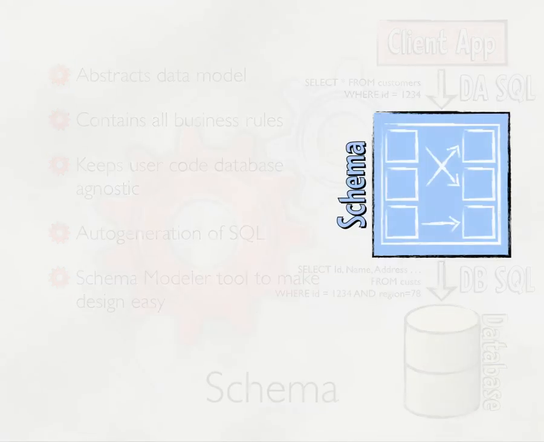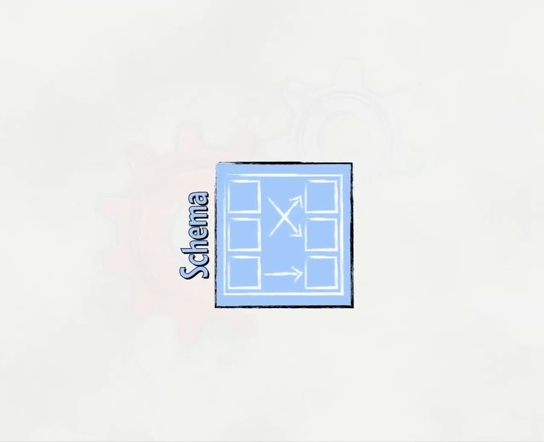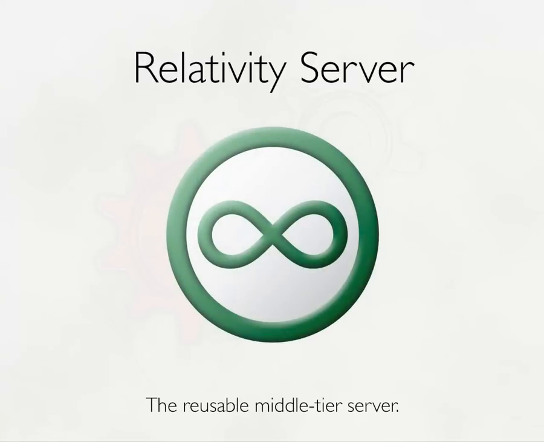The other great thing about schemas is, since the schema is a complete abstraction of the business rules in the database, that abstraction actually allows us to build our Relativity Server. Relativity Server is a reusable middle tier that you just load a schema into and define settings for it. And it's a reusable middle tier, so you don't have to keep redeveloping a new middle tier each time you have a new application that goes out.